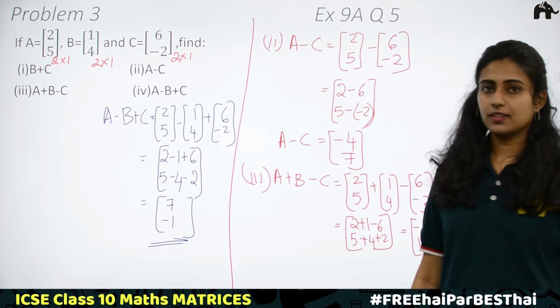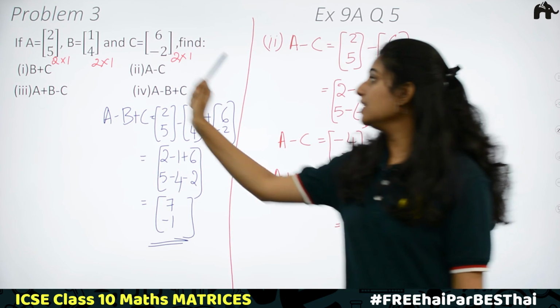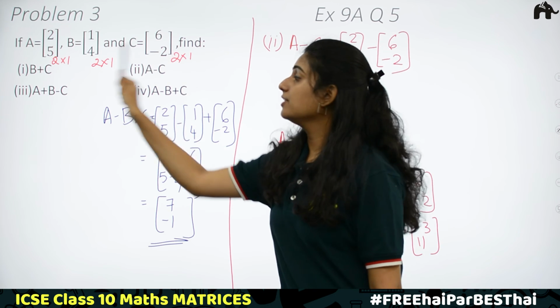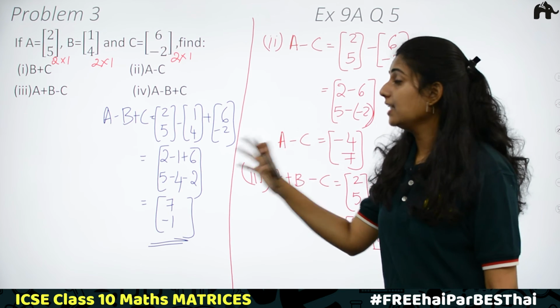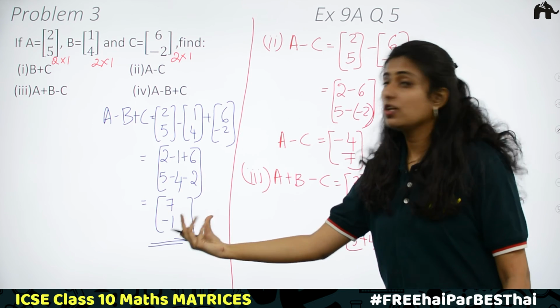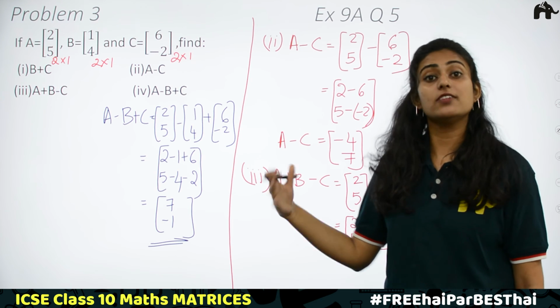Clear? So, here we have done the addition and subtraction of matrices. We need to first check the order. If they are of the same order, only then we can add or subtract matrices. Okay. When you get the matrix, it will also be of the order 2 by 1. Here it is 2 by 1. Okay. It will be of the same order.